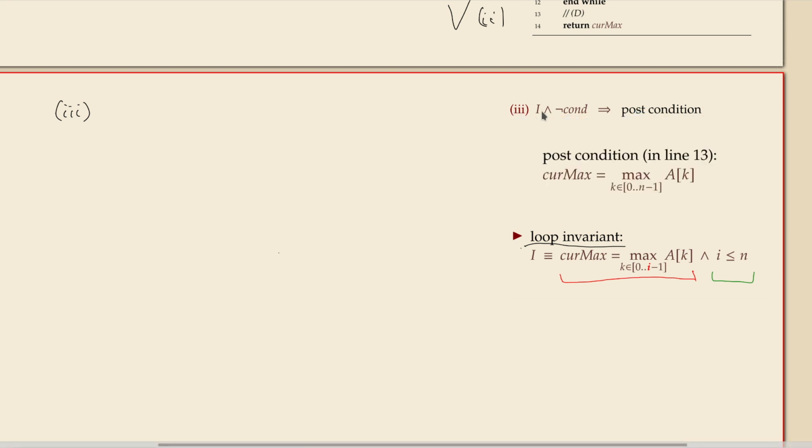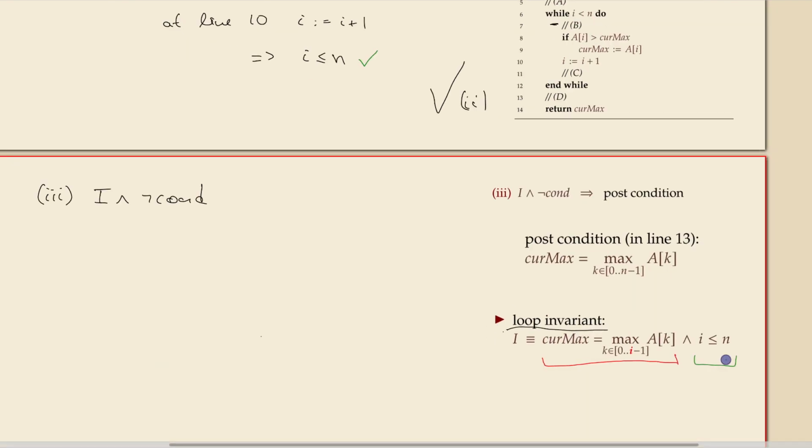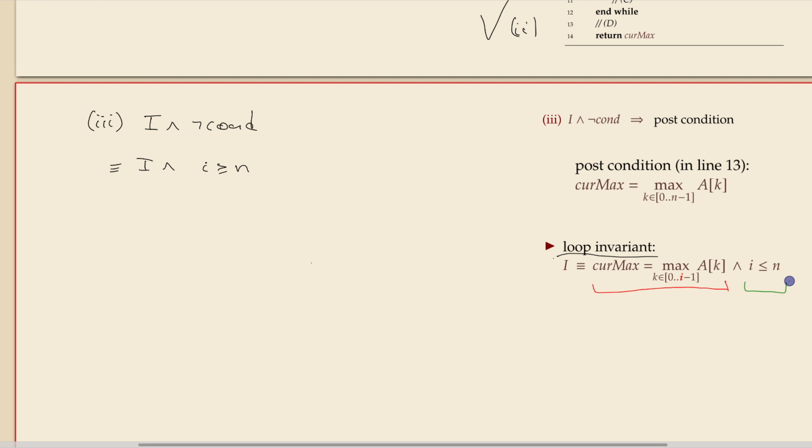So we take our loop invariant and add the condition of the while loop, negated. That condition was that. So if I take the loop invariant and the negation of the condition, that is i greater equal n. Now if you look at the green part of the invariant, that means i should be less or equal n and greater equal n, so i is equal to n, right?